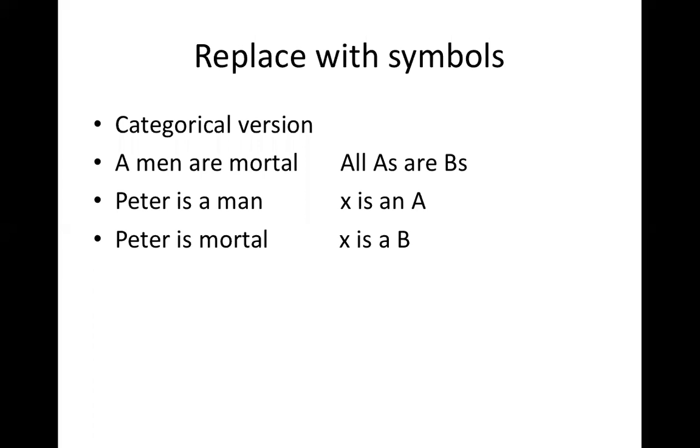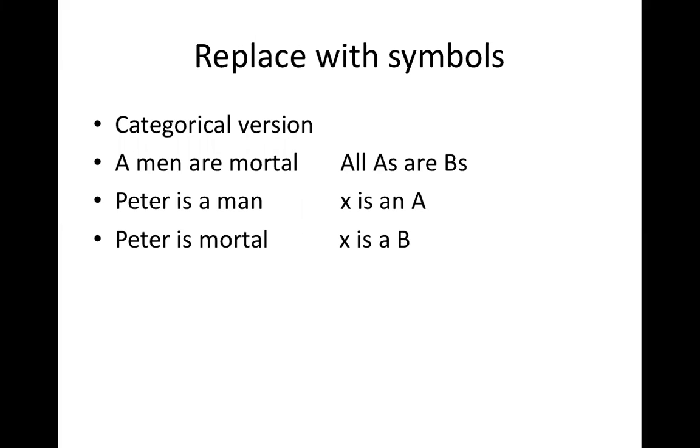Now let's replace with symbols. Categorical version, all men are mortal: all A's are B's. Peter is a man, X is an A. Peter is mortal, X is a B. All A's are B's, X is an A, X is a B. Now, the symbol A is used to represent men. The symbol B is used to represent mortal. And then we find another symbol for Peter, which is X. So all A's are B's, X is an A, X is a B.